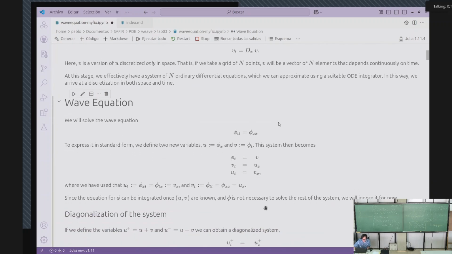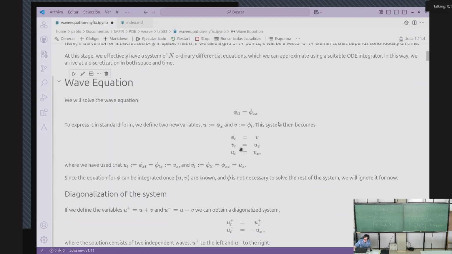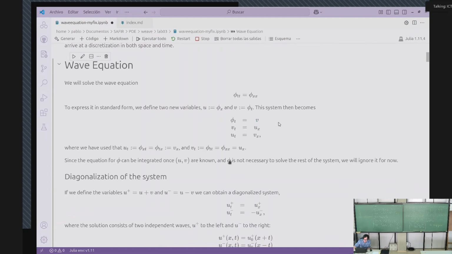And now we have this system. And what we can do now is simply focus on v and u. Because if we can solve this little part here where we have v and u, then we also have phi. Phi can be obtained just by integrating the solution. So instead of solving for phi, we will solve for v and u. Is everybody clear up until this point on what's going on?